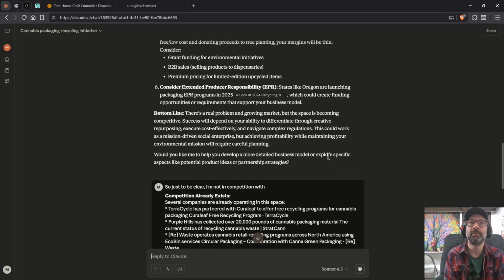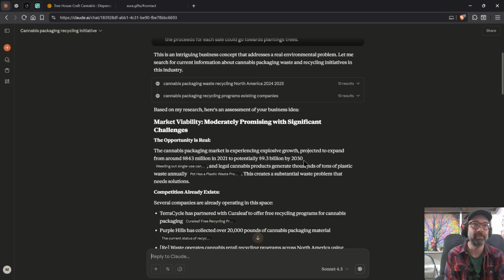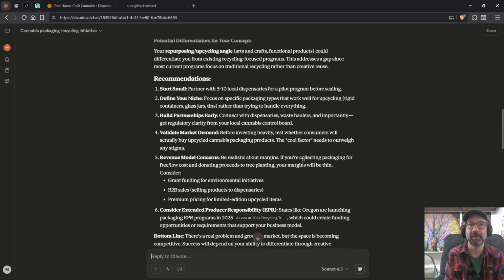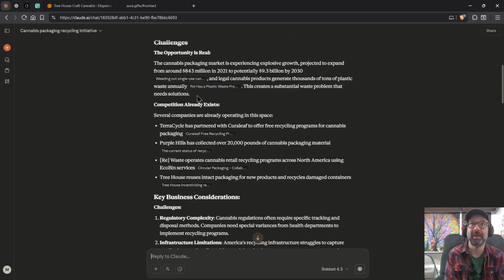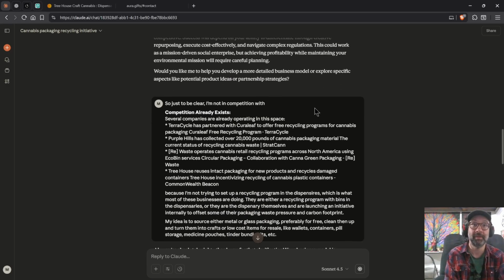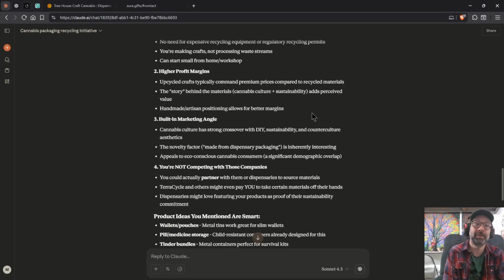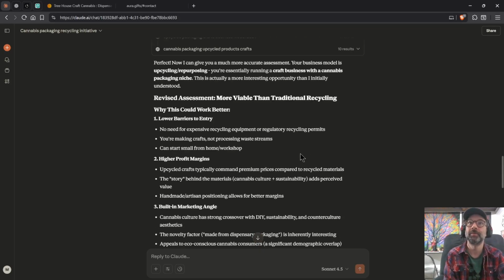See, so even with my really detailed initial prompt, it didn't quite get what we were trying to do, and it thought that there was competition where there was none. Now it still gave us some really good facts here, that the packaging industry itself is almost at $10 billion by 2030. I wouldn't have thought so, but here we are. It's a huge industry. It's very lucrative.